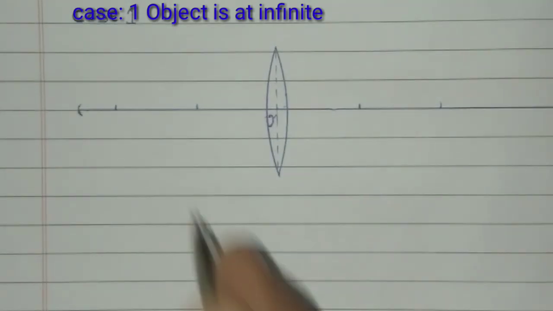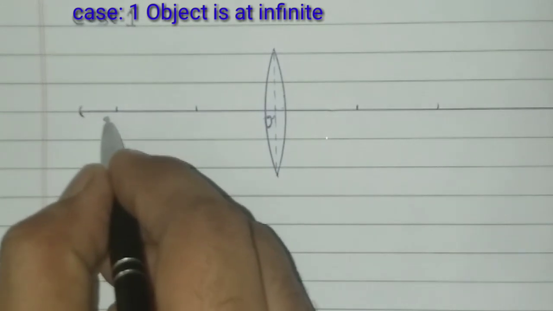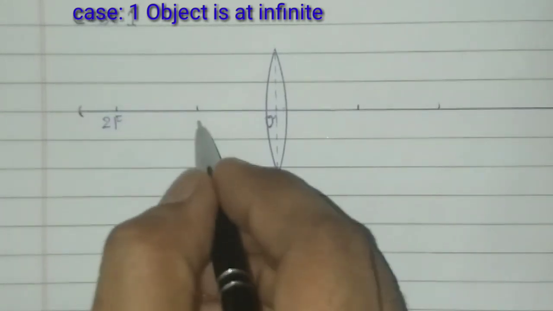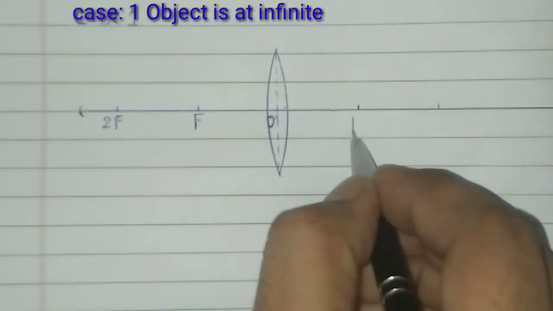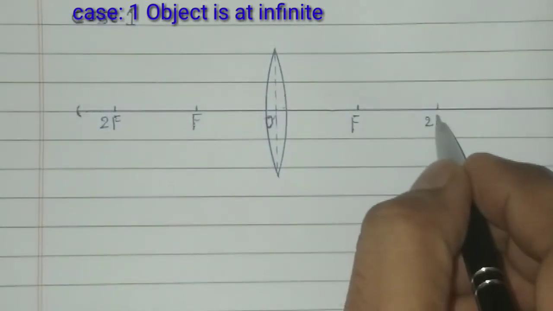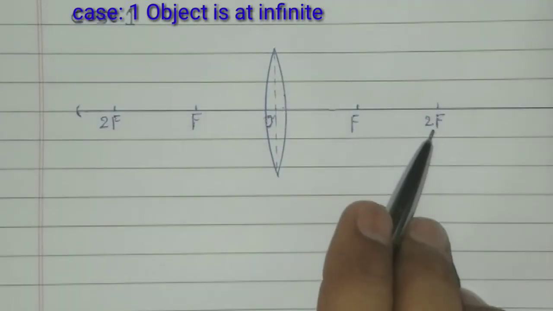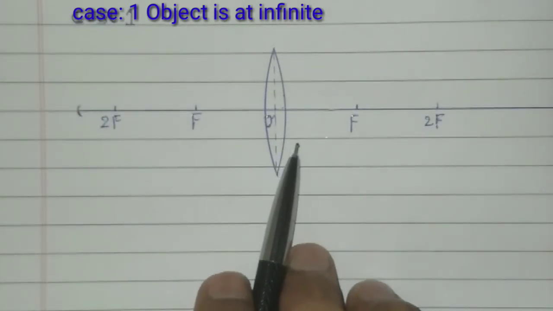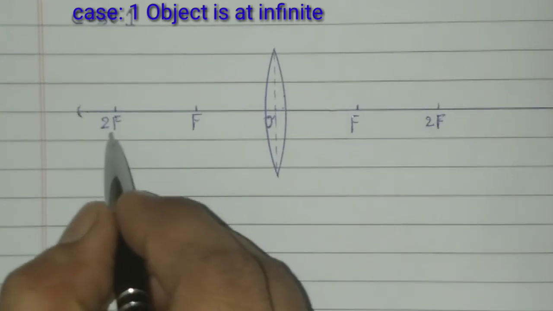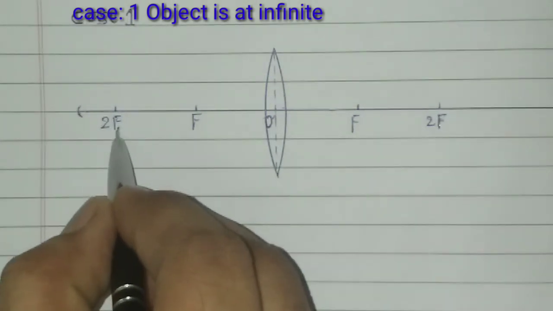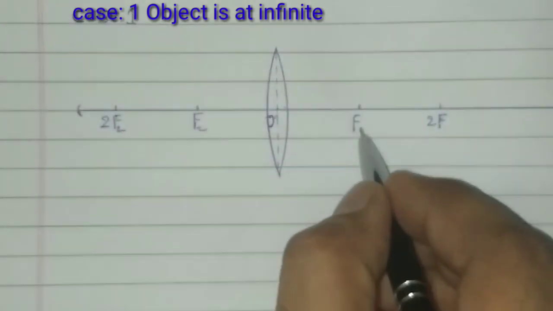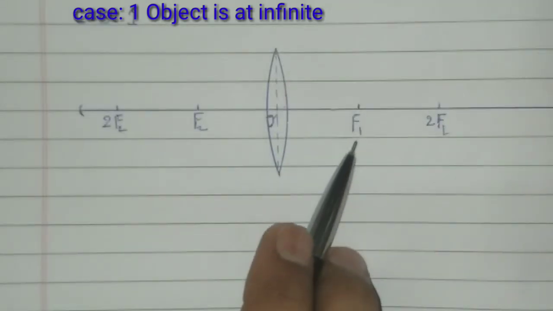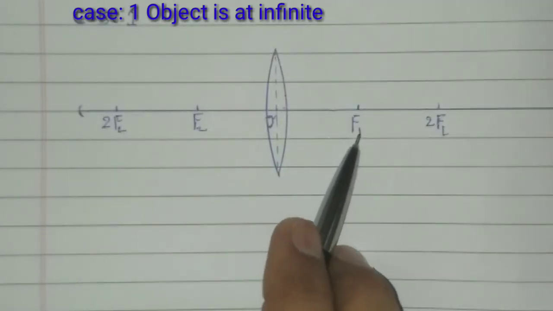But in case of lens we don't write C, we write 2F, F, F and 2F. C is written as 2F because we know that for thin lenses focal length is half of radius of curvature. Okay, now this is F2, F2, F1 and F1. This is F1 because this is the principal focus of the convex lens.